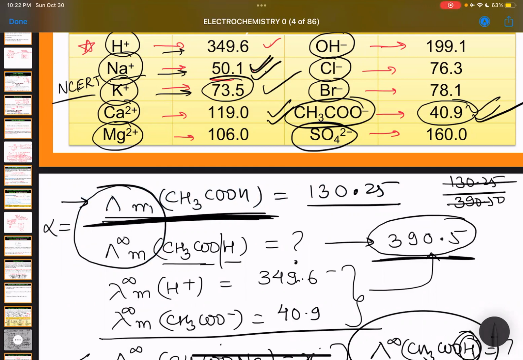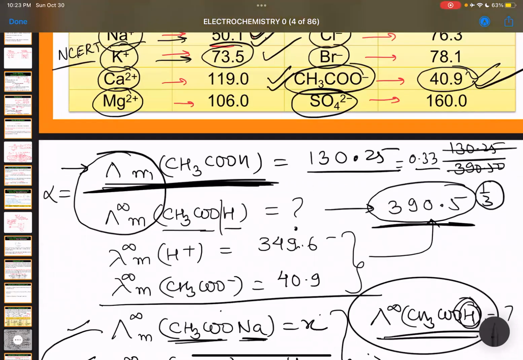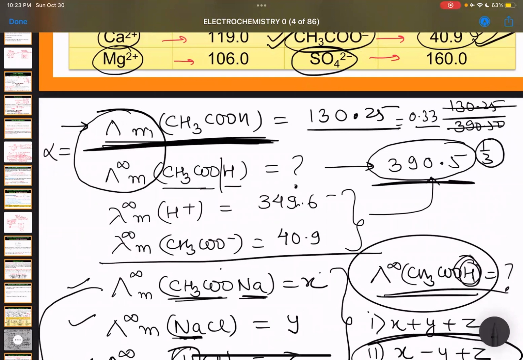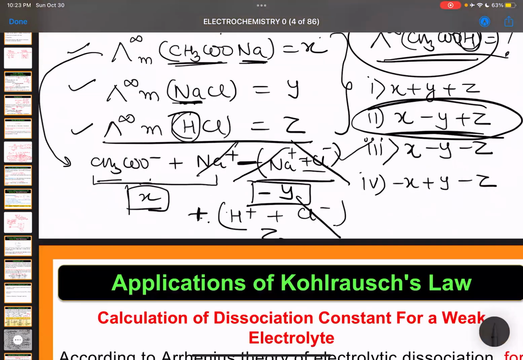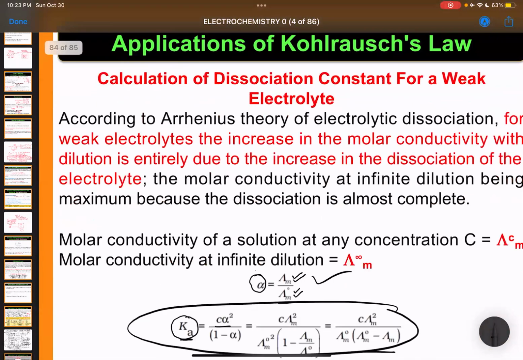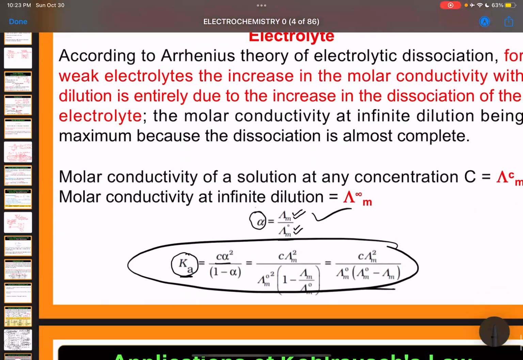How much is it going to be? 13 into 3, it is somewhere around 1/3, approximately, not exactly. 13 times 3 is 39, so 1/3. So the degree of dissociation is 0.33. If you need to find a percentage, just multiply it by 100. Your sample is 33% dissociated. Is it clear? Yes. So that's how you can calculate it.